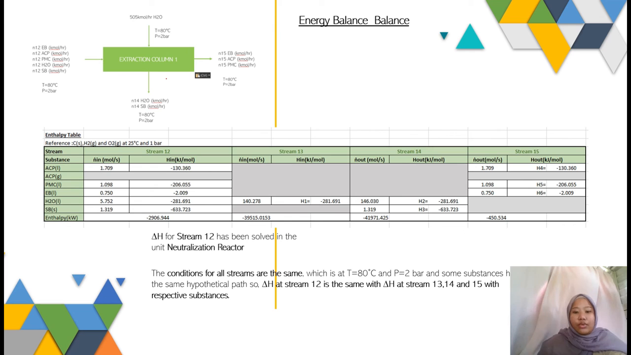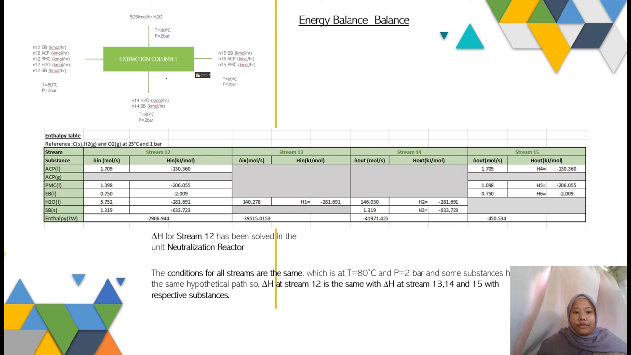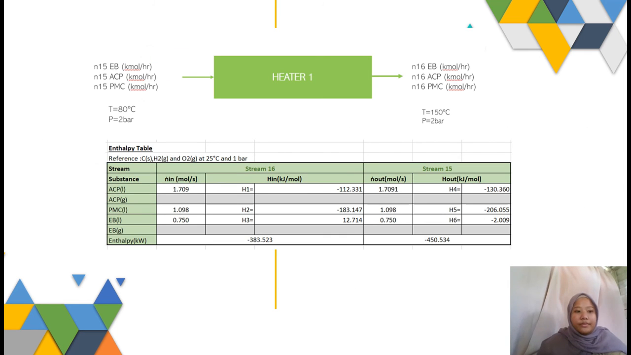So delta H at stream 12 is the same as delta H at streams 13, 14, and 15 with respective substances. For example, delta H at stream 12 for water is negative 281.691. So it is the same with stream 13 for water and also stream 14 for water. Other than that, SCP at stream 12 is the same as SCP at stream 15.